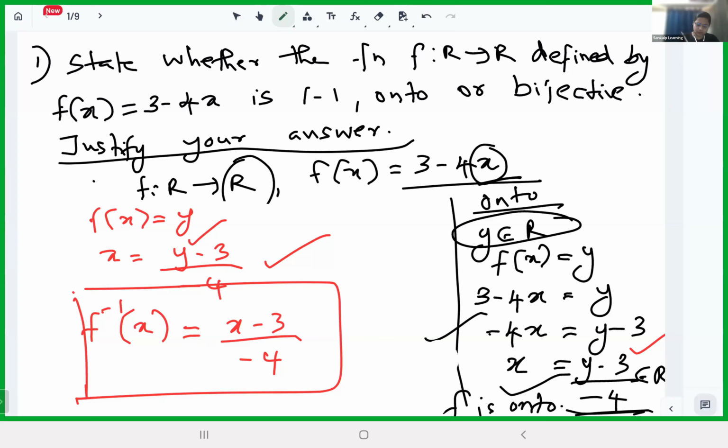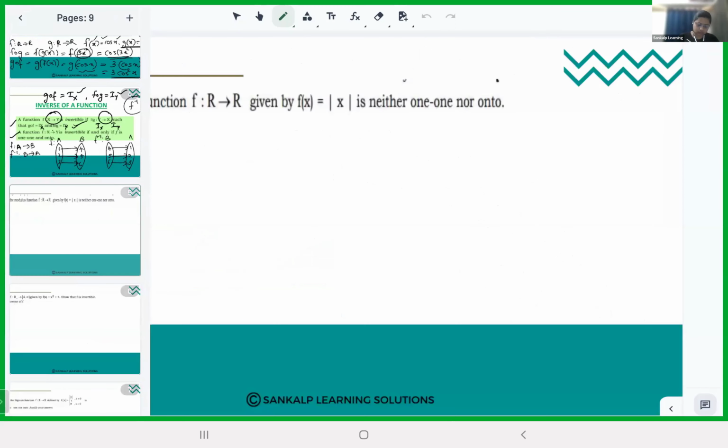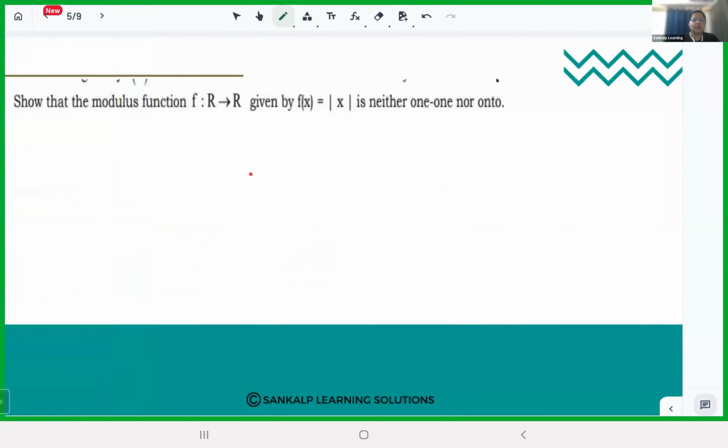All right. So we are moving on to the next question. Show that the modulus function f from R to R given by f of x equal to mod x is neither 1, 1 nor onto.